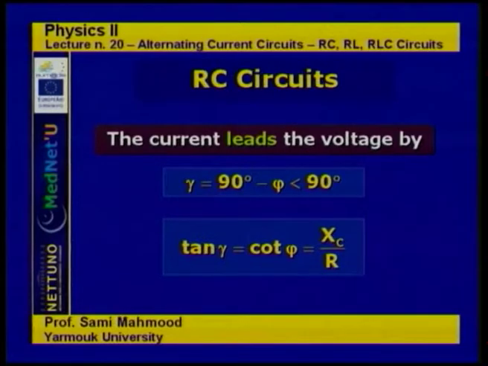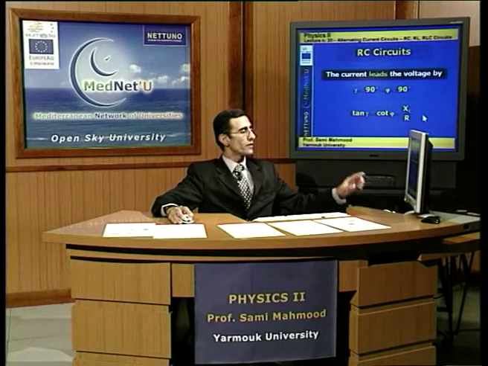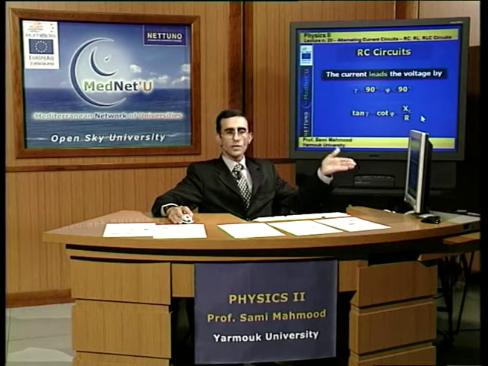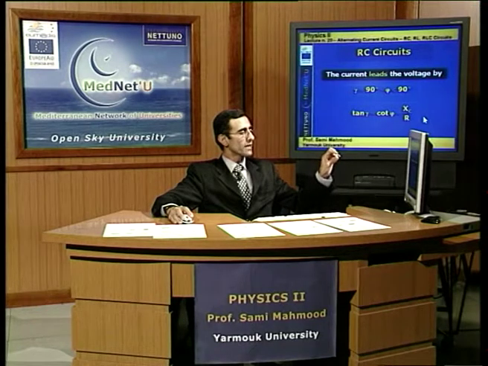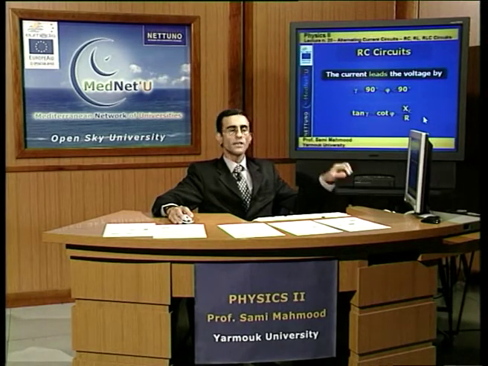And tangent gamma, this phase difference, is equal to cotangent phi. So from knowledge of this value, 90 minus phi, which is equal to the reactance of the capacitor X sub C over R, this is the value of gamma. So from here, we can determine this phase difference from knowledge of the reactance of the capacitor and the resistor in the circuit.